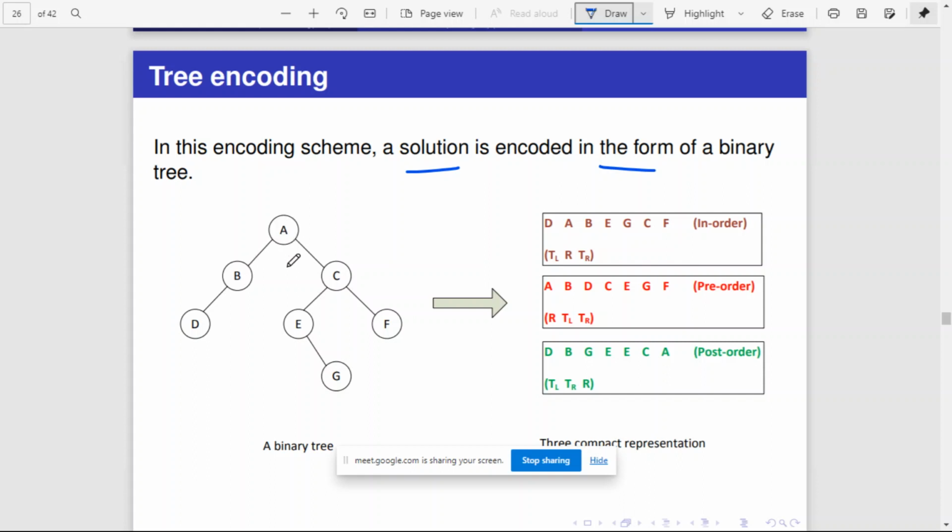The node A has 2 children, B and C. B has only one child, which is D. D doesn't have any child. C has 2 children, E and F. E has only one child, G.